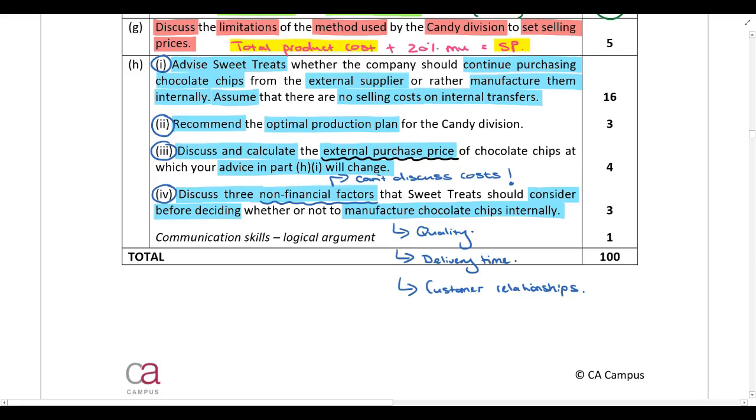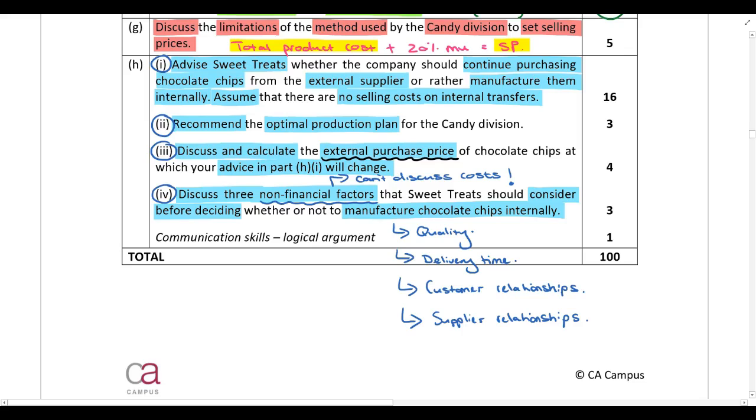Then that is already 3 factors over there, but there's one more that you could also discuss over here, and that is the impact on supplier relationships. And this is particularly important where the supplier provides Sweet Treats with other products other than the chocolate chips. Because if Sweet Treats now starts manufacturing those chocolate chips internally, they will be effectively competing with that supplier. So they will need to consider the impact that that will have on the relationship with the supplier.